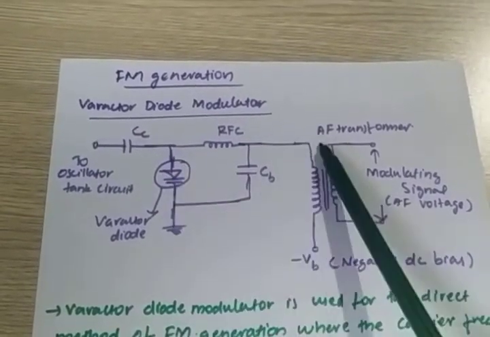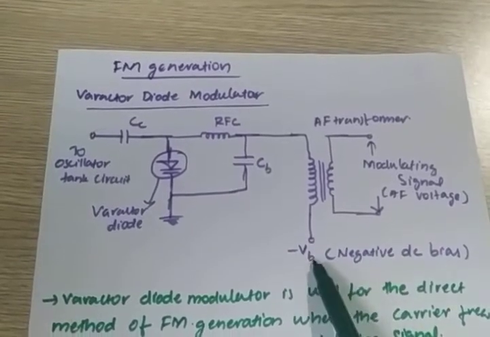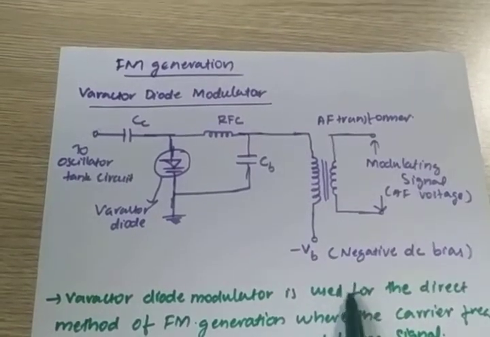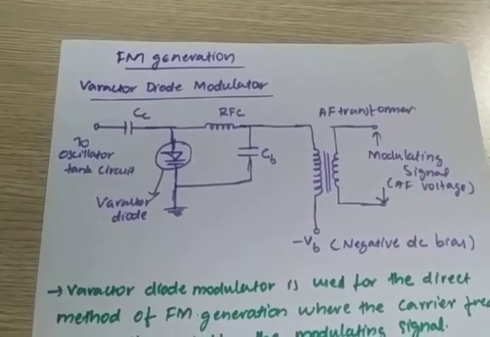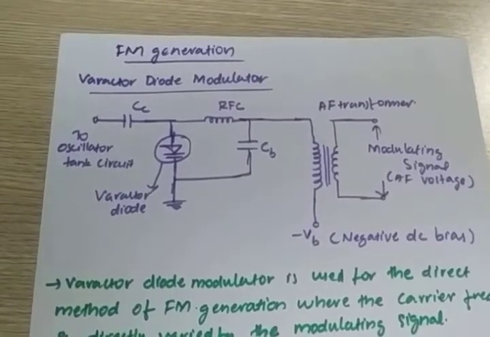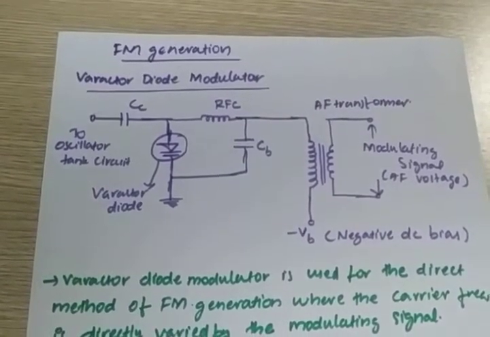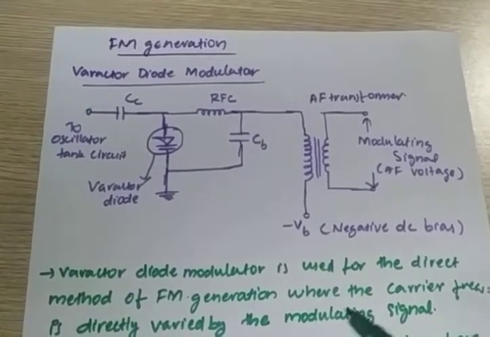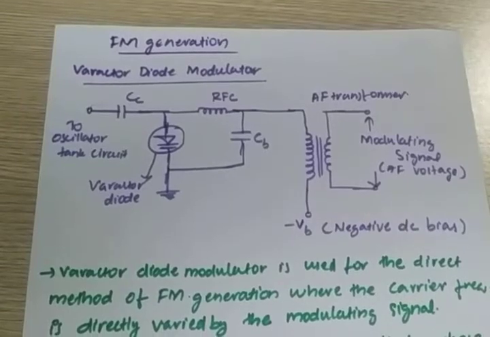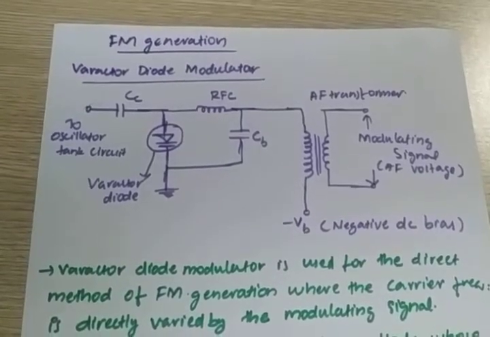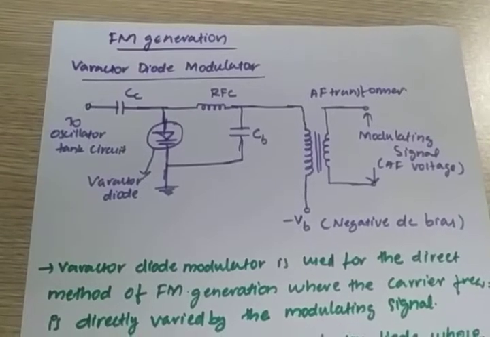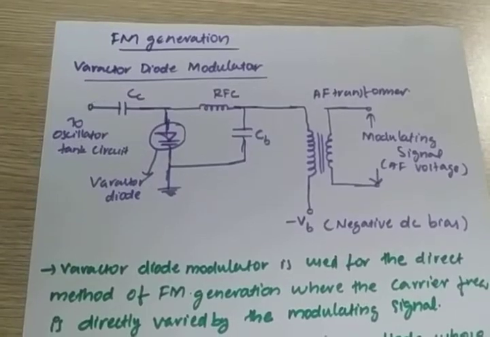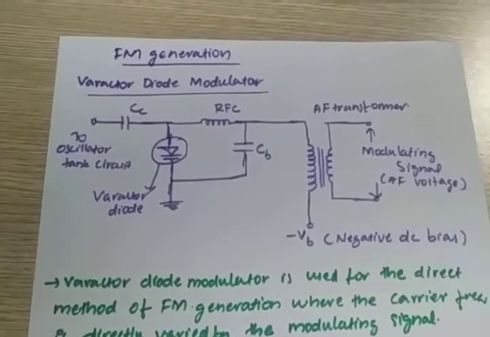Look here, the diode is connected to a negative DC bias. This is the varactor diode and it is connected to a negative DC bias. Normally in FM, the frequency of the carrier should be varied in accordance with the amplitude of the message. That means as the voltage increases, we should generate more frequency. As the voltage decreases, we should generate less frequency. So it is a voltage to frequency converter, that is what we commonly call FM. How we will generate different frequencies for different voltages, we will discuss with the help of this diagram.